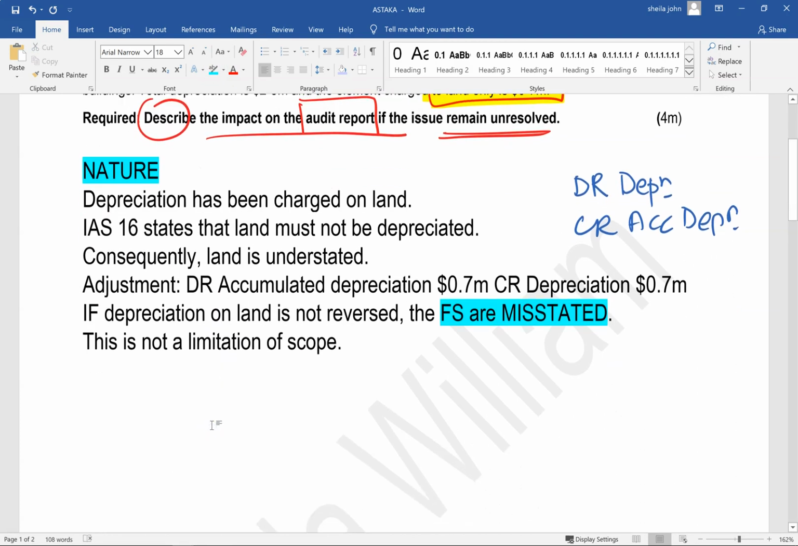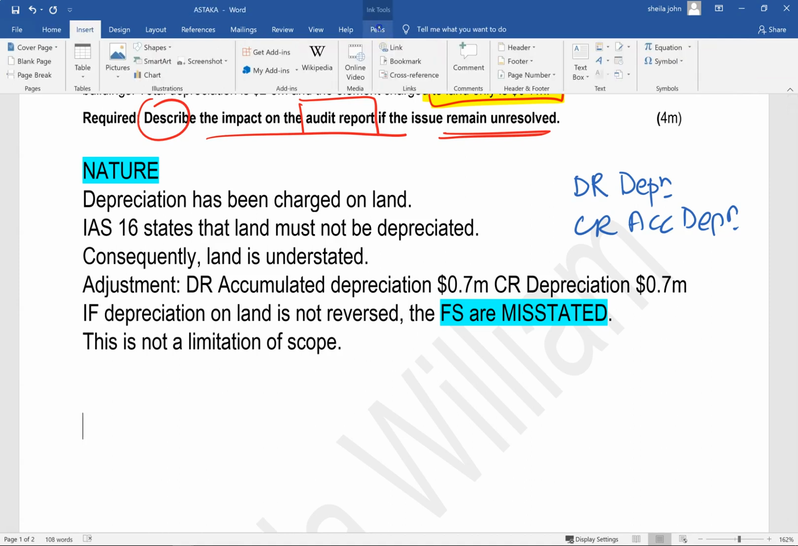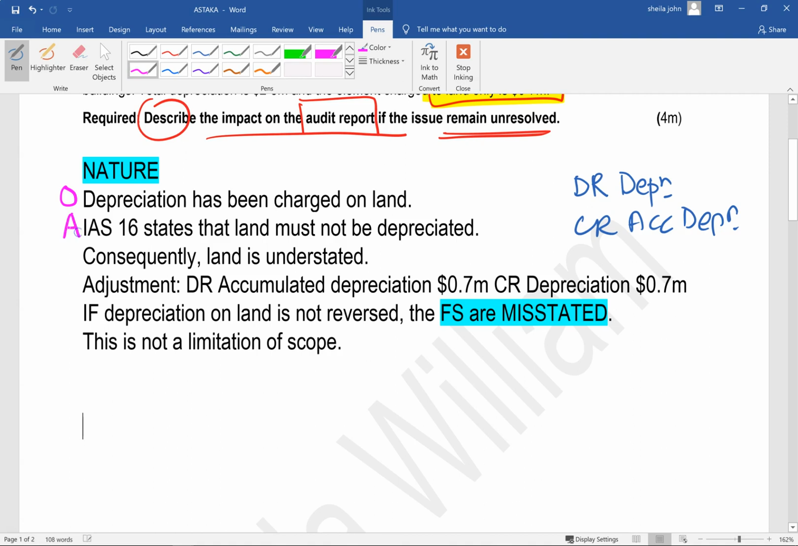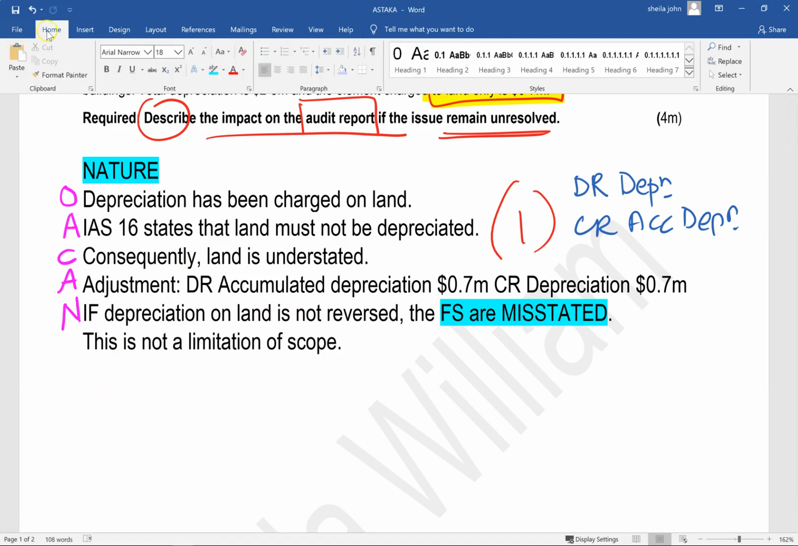So how are you going to remember writing all of this down? Well, I've got a way to remember it. We're going to use another acronym. Observation, accounting treatment, consequently, adjustment, and the nature of it. It is a misstatement. OACAN. And that will get the job done. How many marks will you get for that? 1. Can you see how much you need to write in order to get that 1 mark? So you have to really understand how to present your argument in respect of the nature of the opinion here. Okay, so once we finish nature, let's go on to severity. So the first one here would be the depreciation.